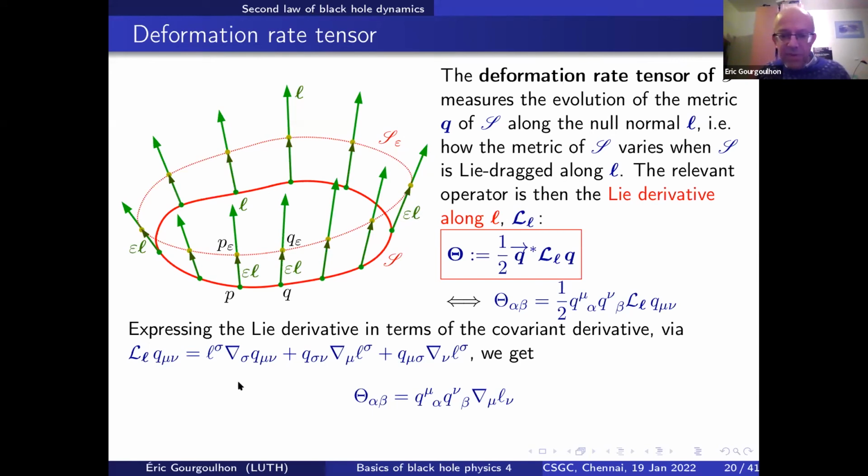And we can express it in terms of the covariant derivative of L by using the standard formula which expresses the Lie derivative of a tensor field of valence 2 in terms of the covariant derivative of space-time, the nabla. So it is a standard formula, and you can simplify it because of this projector here, which may get rid of this term, for instance, and we get only this term here. So this is quite a simple formula giving the theta.